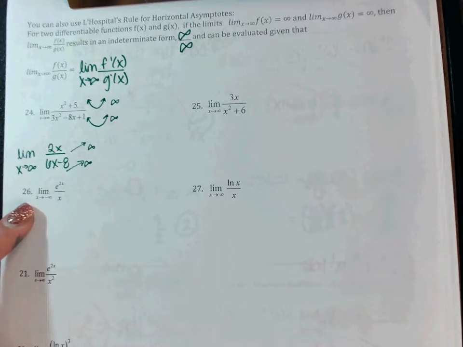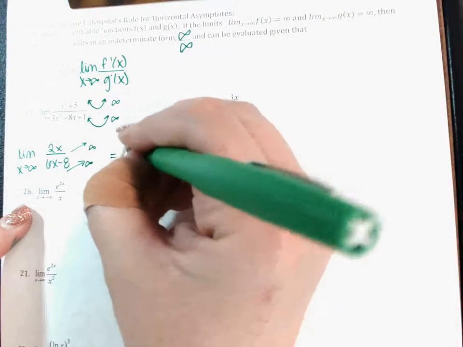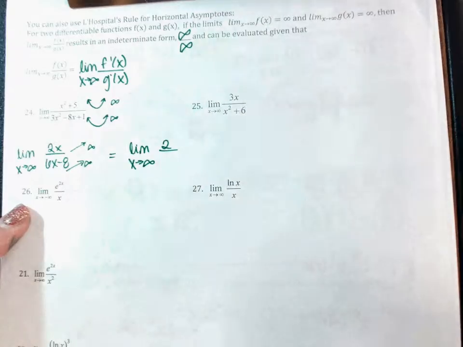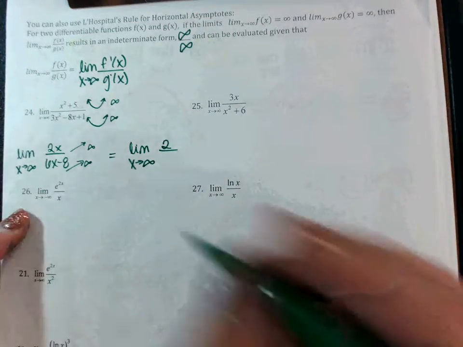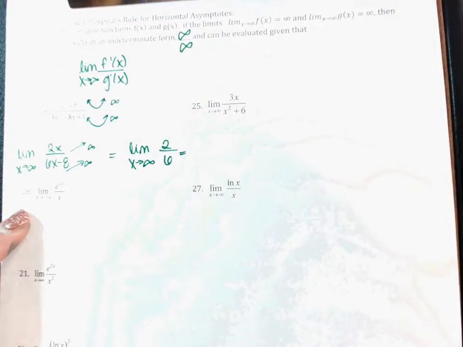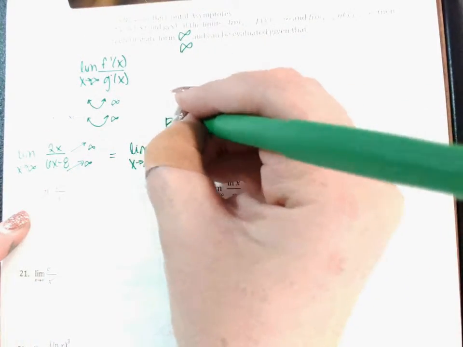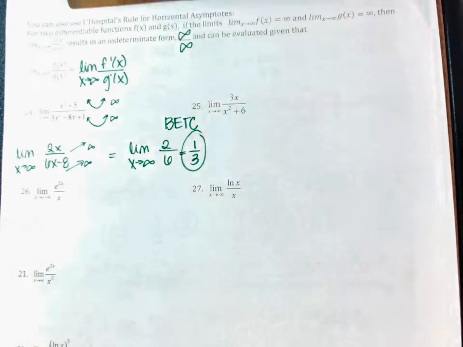What's the derivative on top? Limit as x approaches infinity of 2. What's the derivative of 6x minus 8 on bottom? 6. What does that reduce to? A third. Do you remember Betsy, though? That's what you would have gotten if you did it the short way.